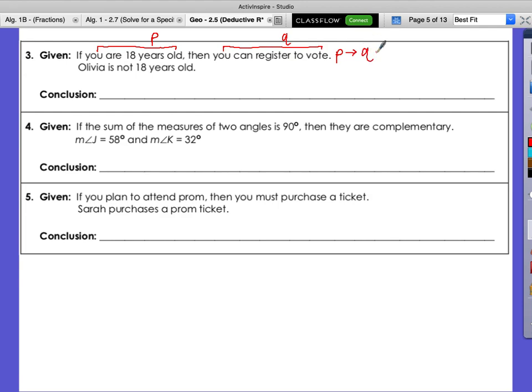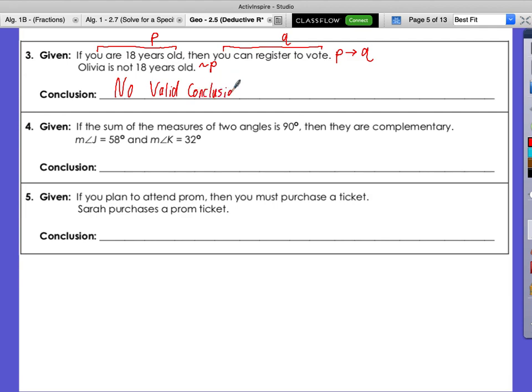Then, what are we told? Olivia is not 18 years old. Are we told P? Well, kind of. We're told that P is a lie, so we're told not P. We added the word not. According to the law of attachment, did it say anything about another scenario other than we're just given normal P? No. So can we draw a conclusion? Not possible. So we put no valid conclusion. It's not possible to draw a conclusion.